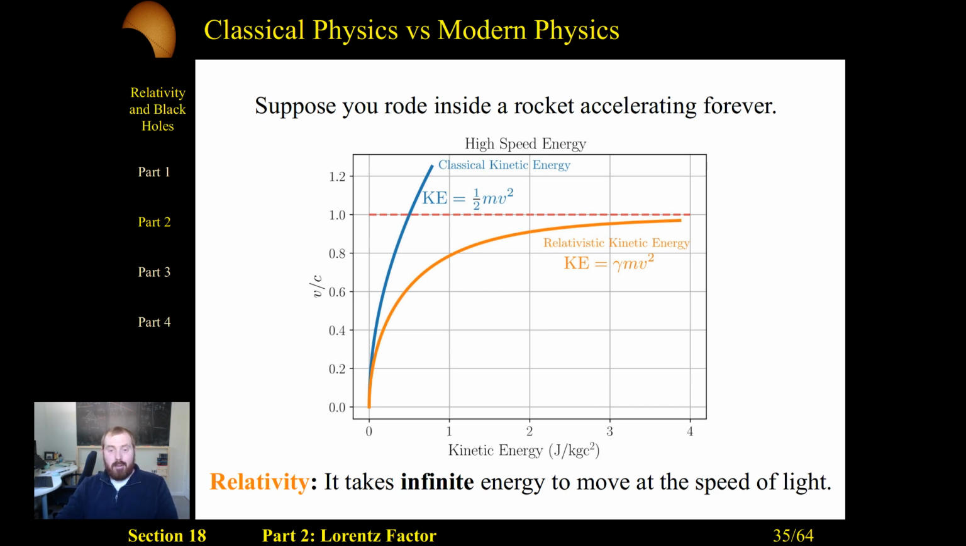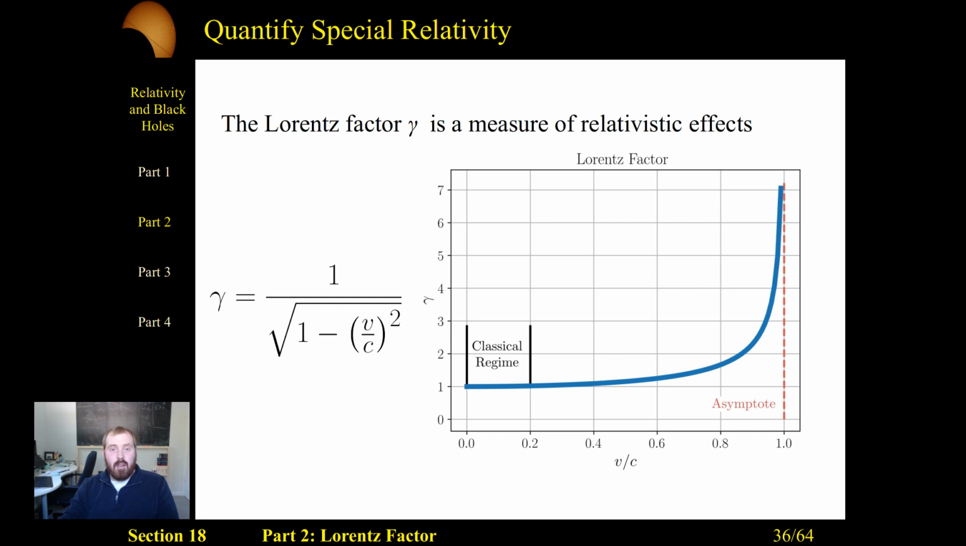So let's talk about what this gamma factor is. This is going to be our Lorentz factor. In essence, it's a measure of relativistic effects, right? So here's a plot of it. We're going to look at your speed relative to the speed of light. You can be not moving at all, or you could be moving approaching the speed of light. What happens is that this Lorentz factor blows up.